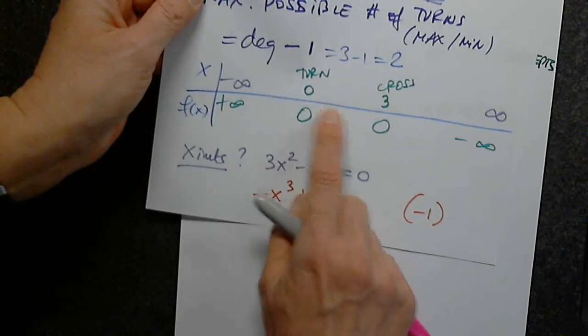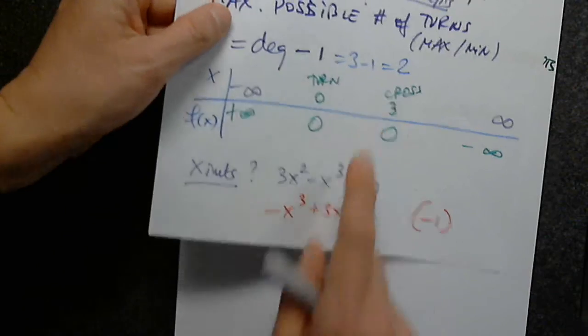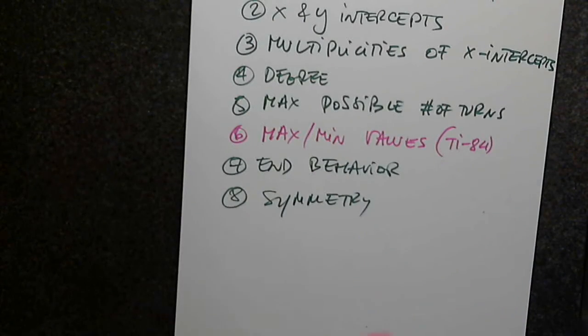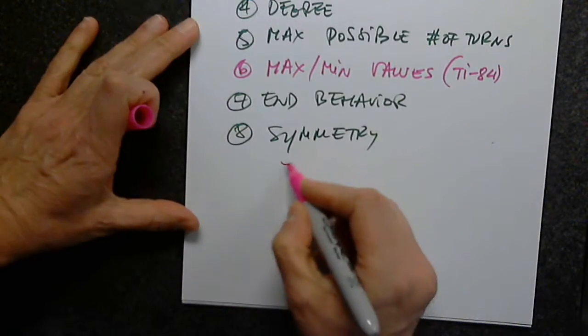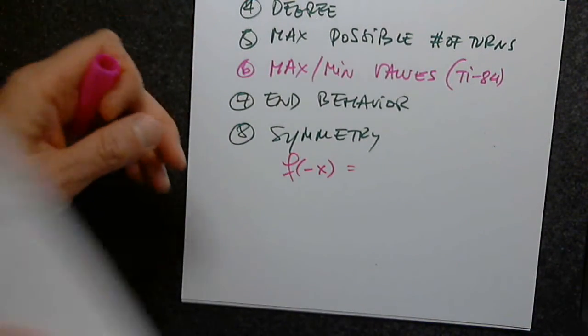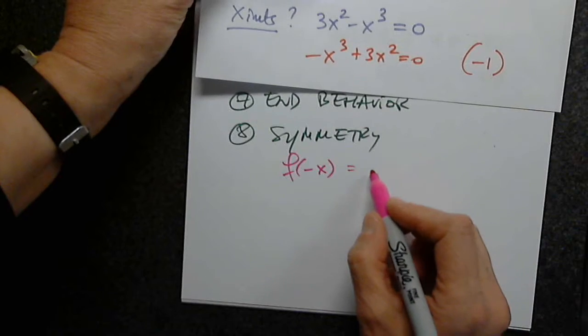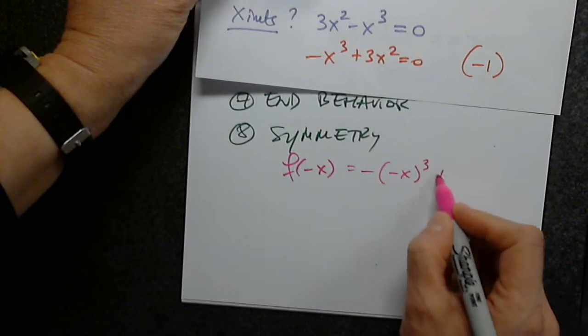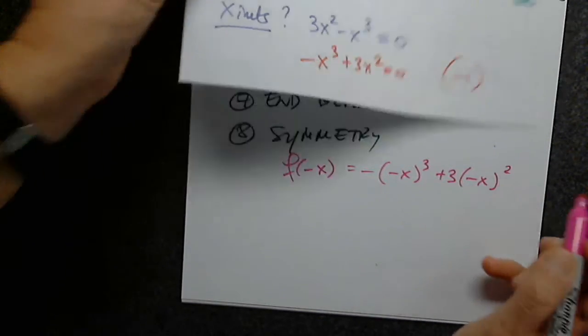Well, a function that turns at 0 and crosses at 3 will not be symmetric, but I do have to write what we wrote a long time ago in chapter 2, f of negative x, which is, remember, we replace x by negative x. So we have negative x to the third plus 3 negative x squared.